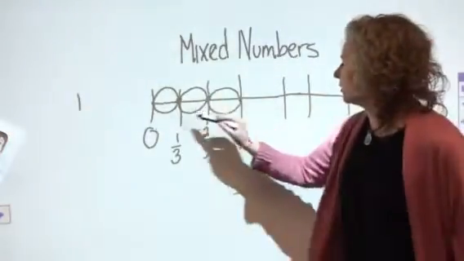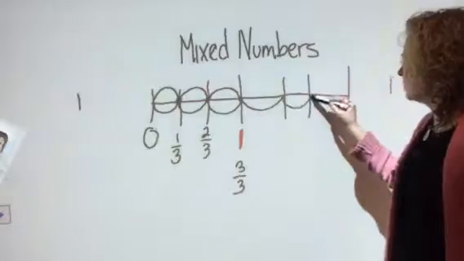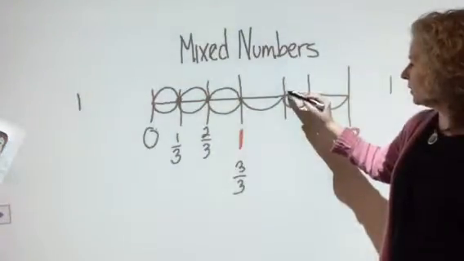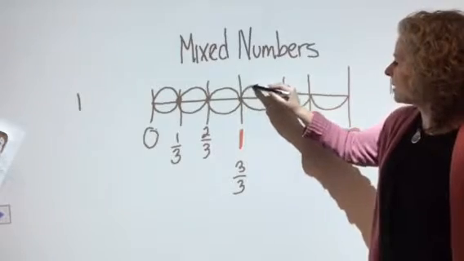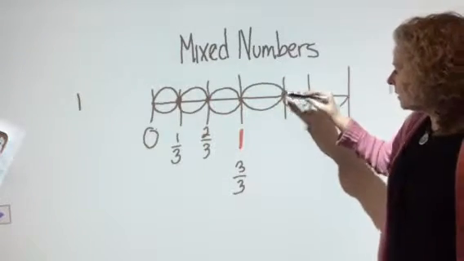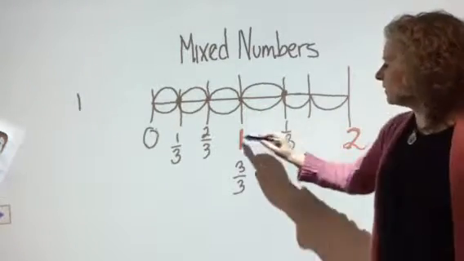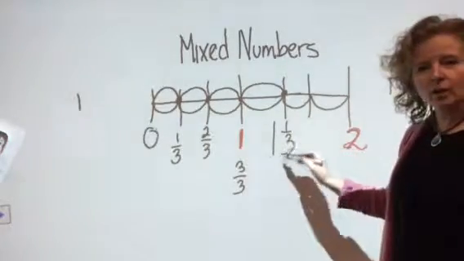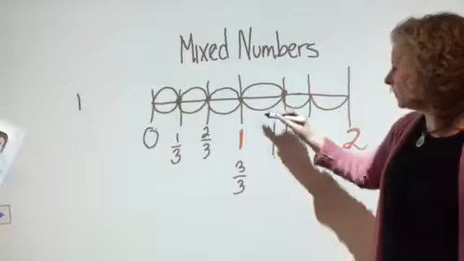For example, we're doing thirds. We go 1, 2, 3. Okay, we're also breaking this into thirds. And this time, this is 1/3, but it's past the 1, so it is 1 1/3. Do you see how that's a mixed number?